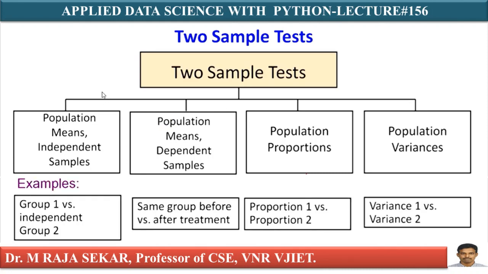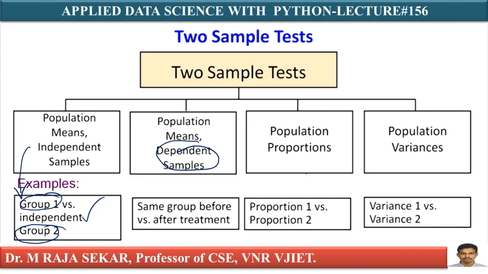Let me explain these with a simple example. In the population mean for independent samples, we will compare group 1 and group 2. These two groups, group 1 versus group 2, are independent groups. That you must understand. Both the populations are independent. Now, the population mean for dependent samples. What about this?